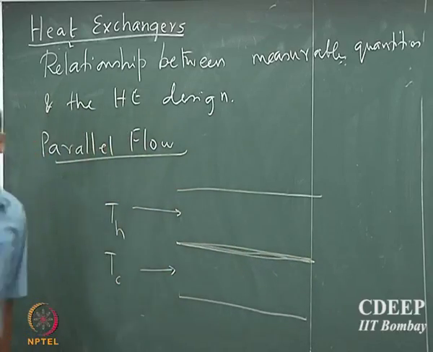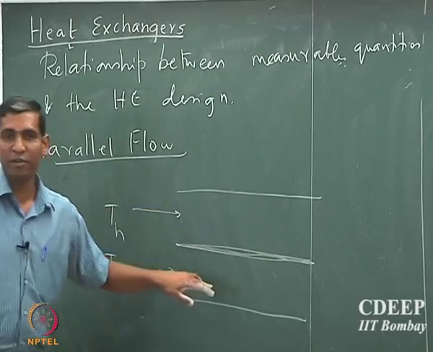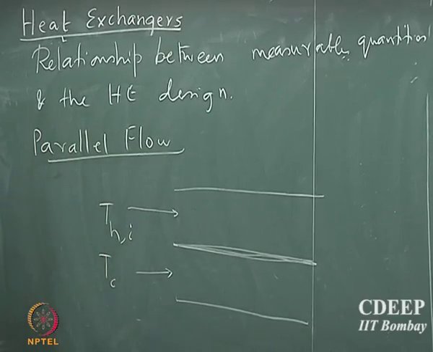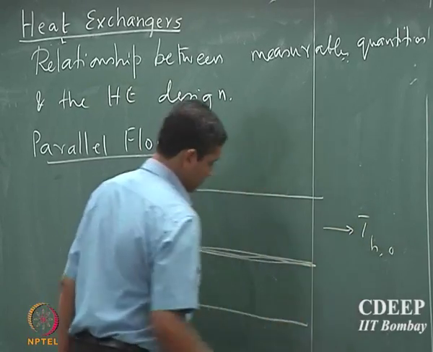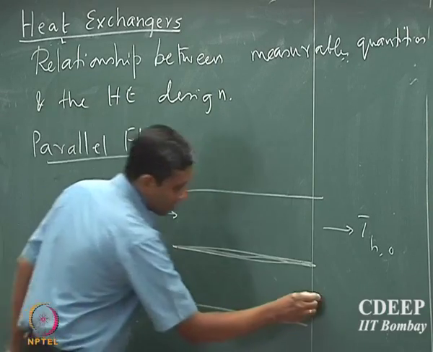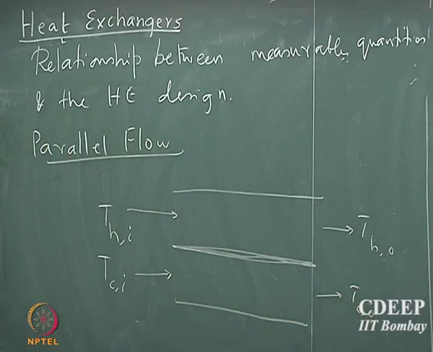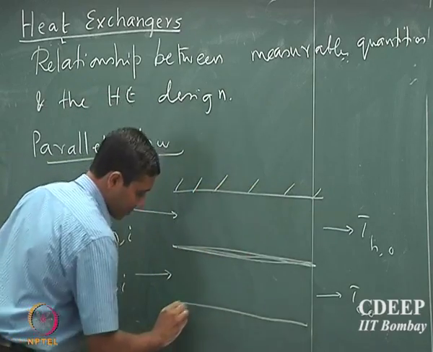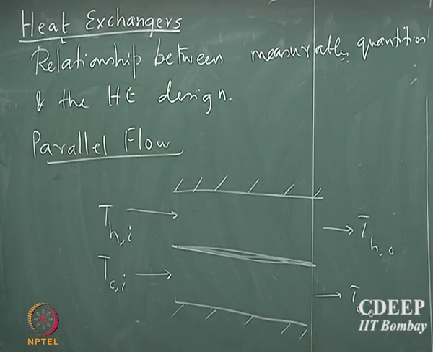So, it is a transmural heat exchanger, and so there is heat that is transported from the hot fluid to the cold fluid. Let us say that the inlet temperature of the hot fluid is Thi and the outlet temperature is Tho, and the inlet temperature of the cold fluid is Tci and the outlet temperature is Tco. Let us assume that there is no heat loss from both these surfaces. Let us assume that it is an adiabatic situation.